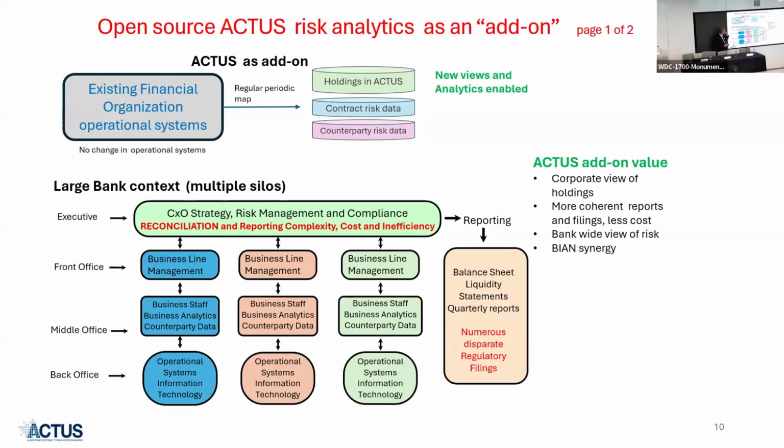So how might that be used? Typically, the way we expect ACTUS to be used in practice is that you have an existing financial organization. It has its operational systems. Those are finely tuned and very high value. Nobody's going to change that. So ACTUS is always likely to be used as an add-on. Can I pull out some data? Can I do some regular periodic mapping of the contracts that are in this organization and get an ACTUS version, and have some new and additional analytics that come out of that?